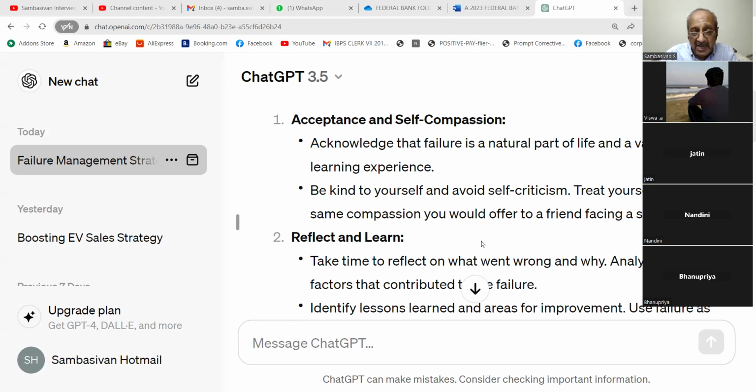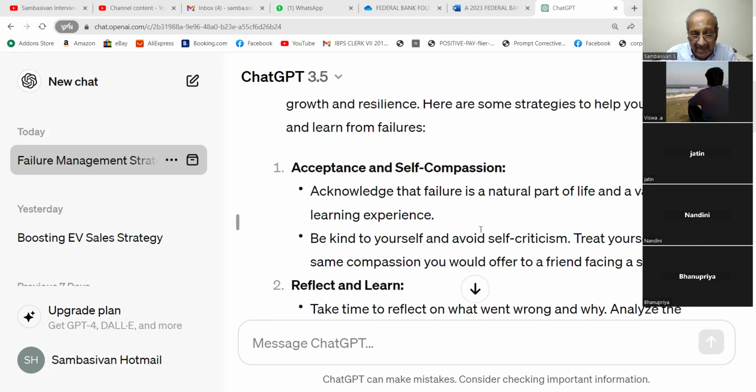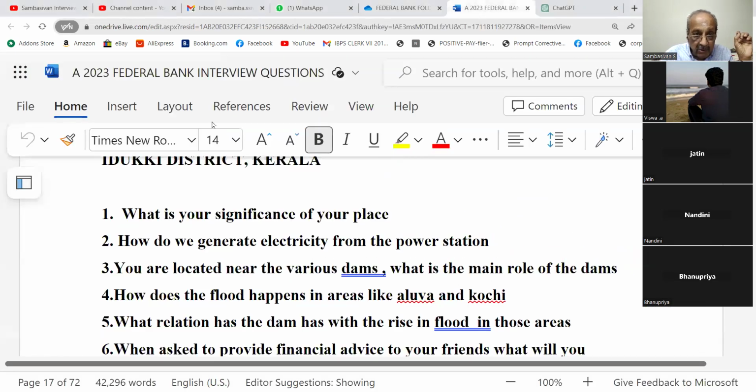And I found even in this ChatGPT answer, they have repeated the points more than once, twice. So now, once you are through these points, you can make out a small paragraph for you to tell when you are facing such a question in your interview. It's a good question, Jatin. I'm happy. Good.